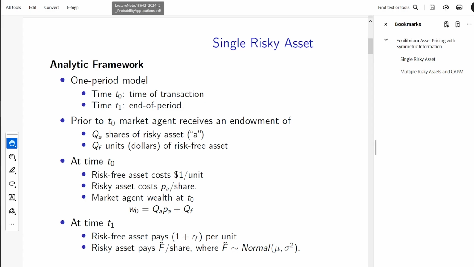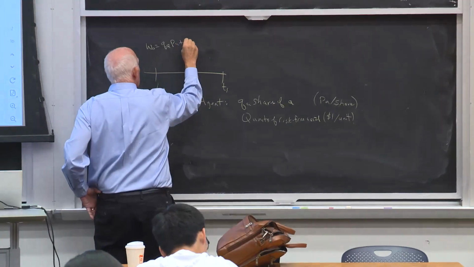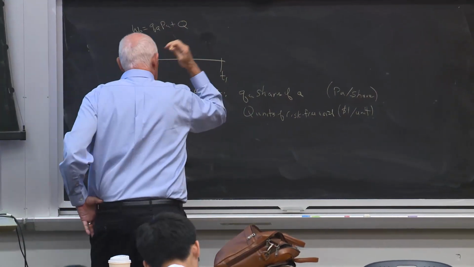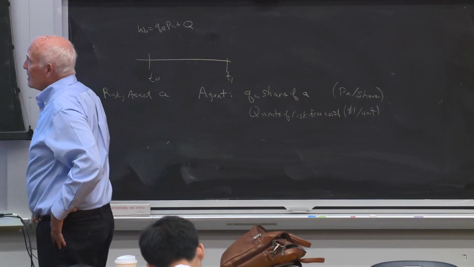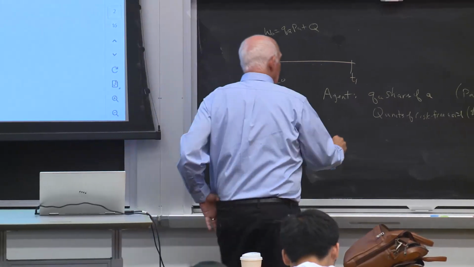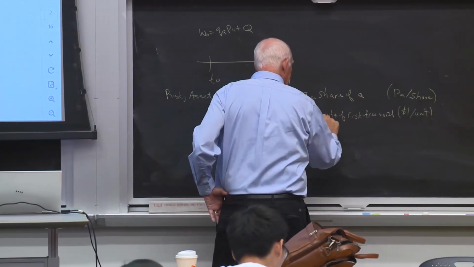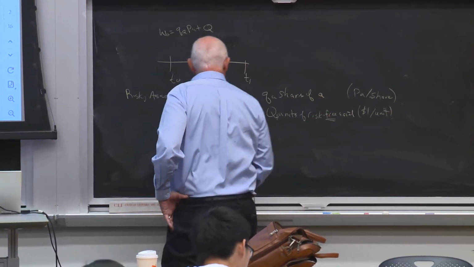So this market agent has a wealth at time 0. So W0 is going to be equal to Q_A P_A plus Q times $1. And actually, okay, so maybe we'll put an F here just to indicate that it's sort of the risk-free asset.